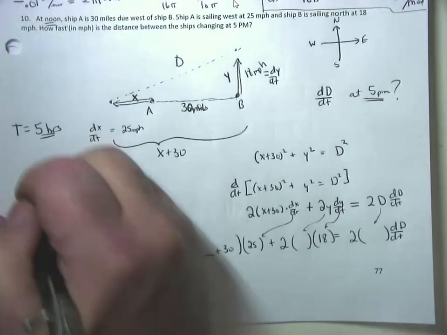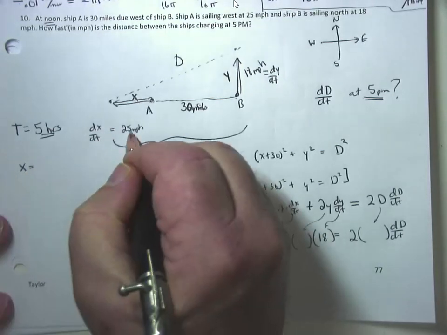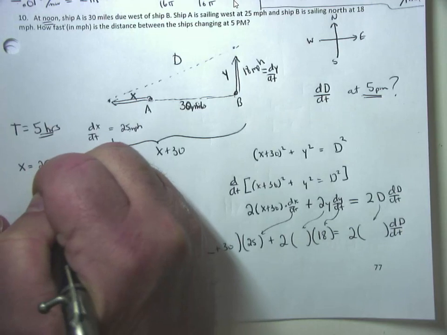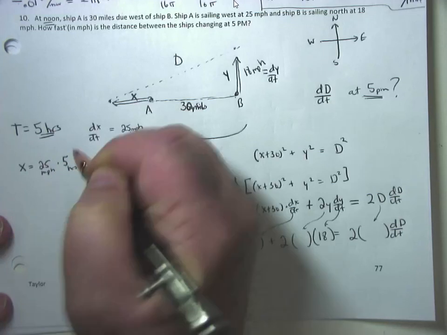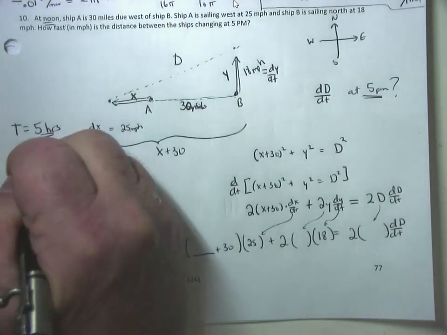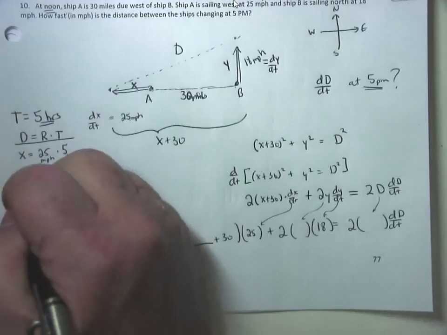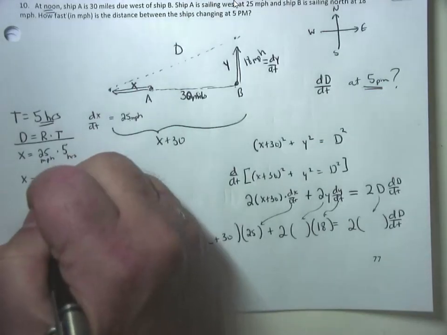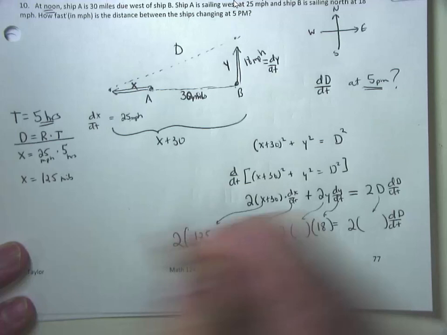So to figure out x as a distance, how fast is it going? 25 miles per hour times how long did you go? 5 hours. Do you know what formula I'm using? Distance equals rate times time. One of those third grade math problems that we came up with years ago. So if you're going 25 miles per hour for 5 hours, how far did ship A go? 125 miles. So I get to replace x with 125.